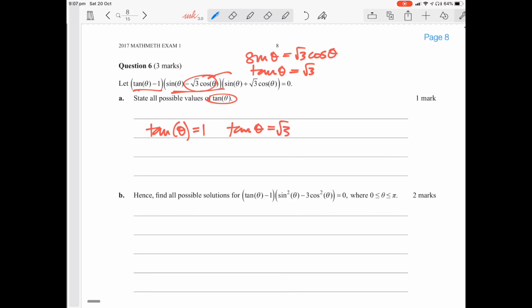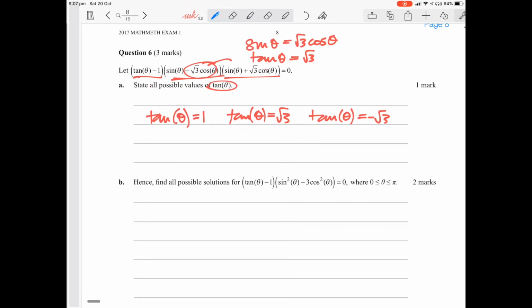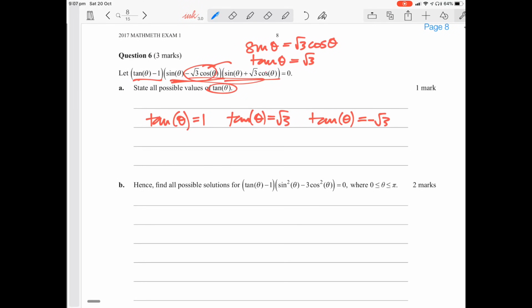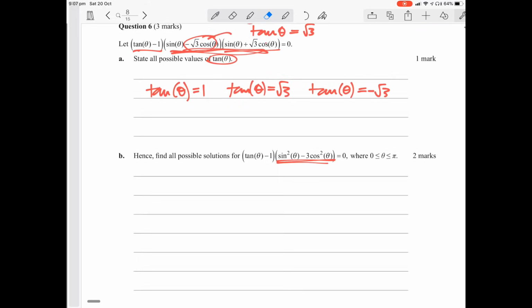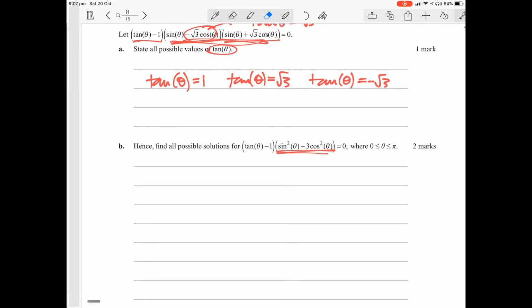Then we divide by cos, so I get tan theta equals root 3. And then also here, it's the same thing, but it's going to be tan theta is negative root 3. Okay, so hence find all possible solutions for these. That is just that when I've separated apart as a difference of 2 squares. And it's between 0 and pi.